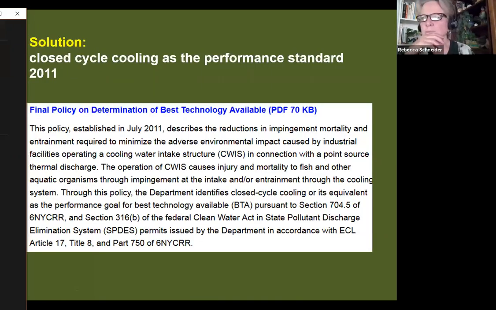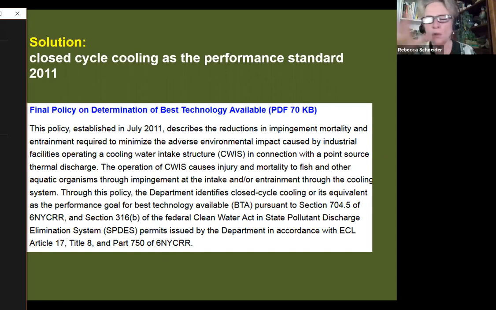The best solution is now not to keep sucking in water all the time. Instead, just use the same water, pull it in, cool things down, let it sit in the pond, cool back down, and pull it back into the plant. And so that's called closed cycle cooling.